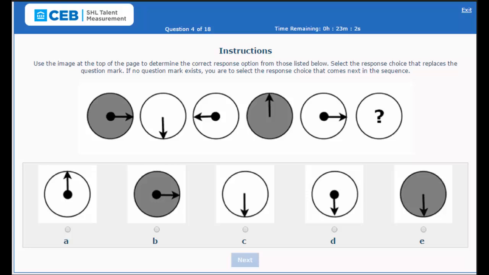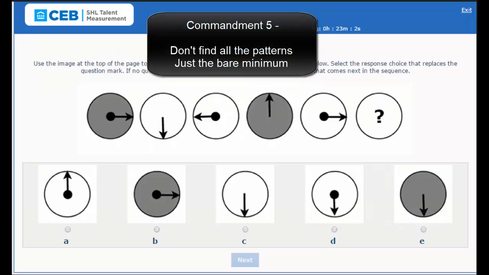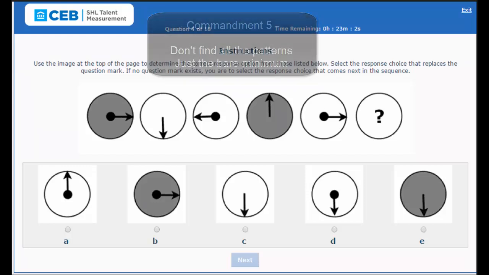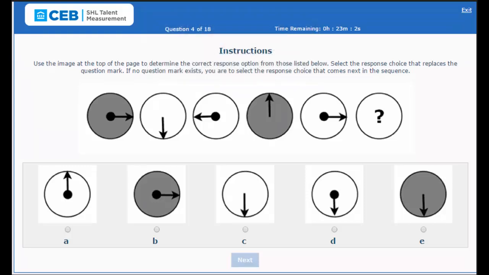Here, as we see, we have a sequence of circles. Inside this particular sequence, there is a number of patterns included inside. We do not need to find every single pattern, we need the bare minimum necessary that allow us to identify the correct alternative from the answer choices that they are given. Now, let's start with the obvious pattern. Every third frame, a grey circle appears.